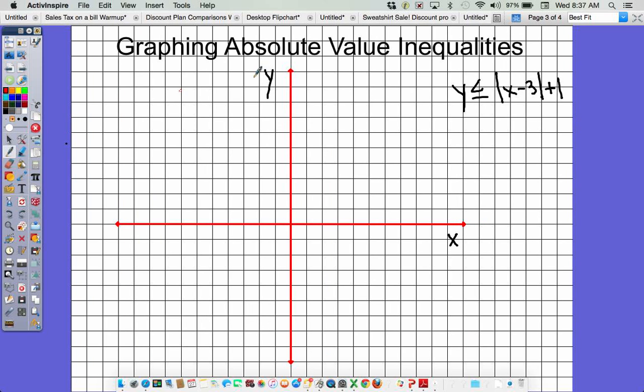For your last problem, attempt to graph this. Pause the video and graph it, and check back in to see your answer.